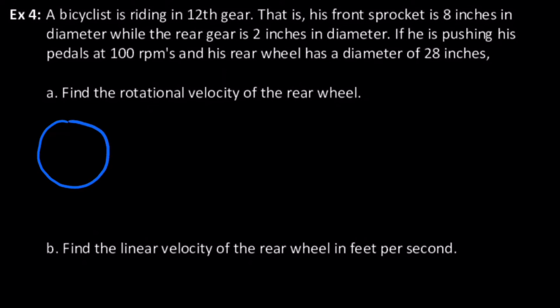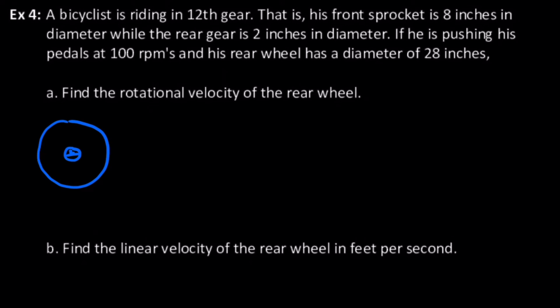And that's got a gear attached to it. Okay, so in this case, it says the rear gear is 2 inches in diameter. So that diameter is 2. I'm going to write that small. Now, it also says he's pushing his pedals at 100 RPMs, and the front sprocket is 8 inches.